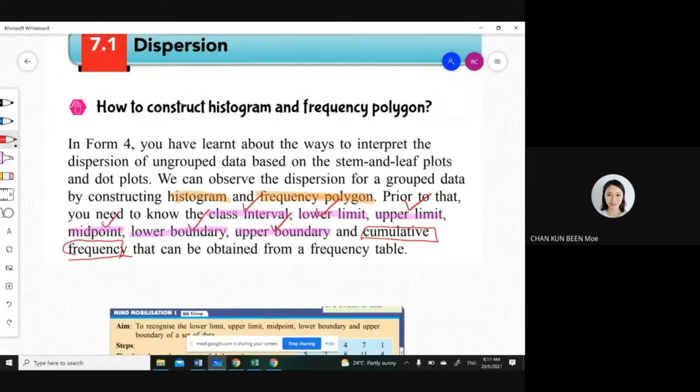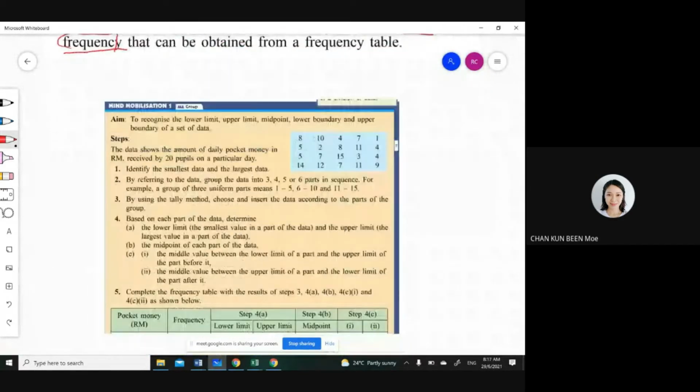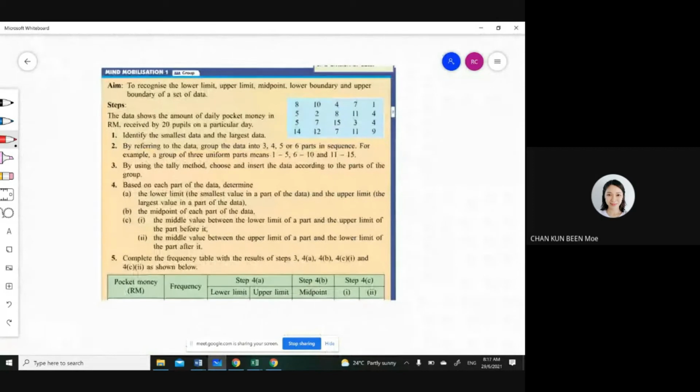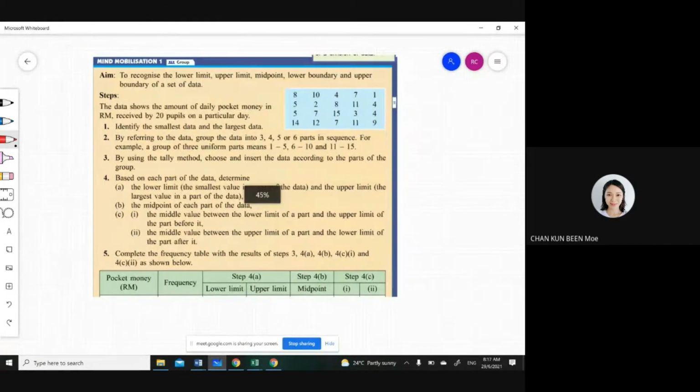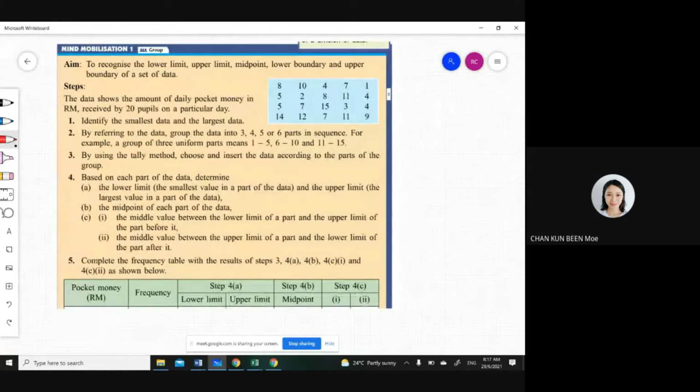So let's see the mind mobilization one over here. This one I'm just going to discuss with you on how to get the answer. If you look at mind mobilization, do you have your book with you?